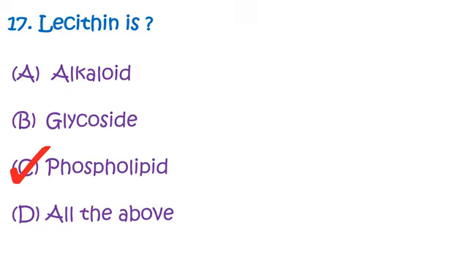and fatty acids. Whereas the glycosides are the compounds that consist of a sugar molecule attached to a functional group. Alkaloids are the compounds that contain at least one nitrogen group, and the examples of alkaloids are quinine, nicotine, etc.